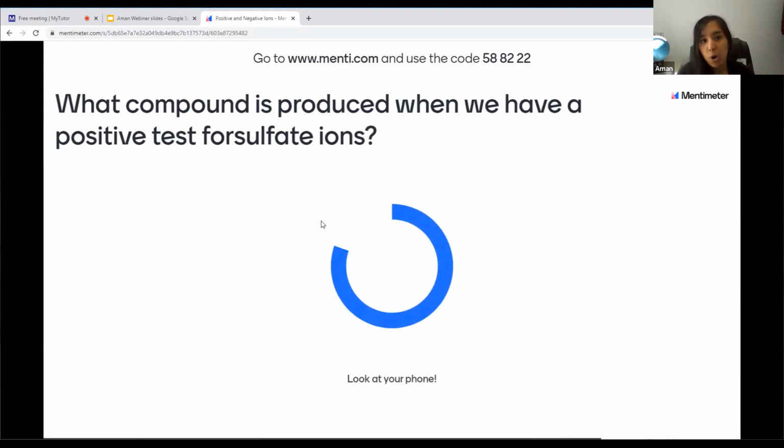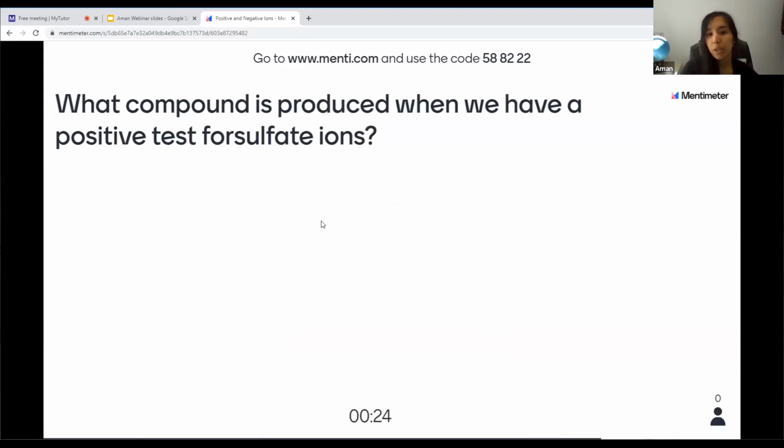Okay, so what compound is produced when we have a positive test for sulfate ions? So we've tested for sulfate ions. What's the name of the compound produced? It will be white when we produce it. What's the name of that compound? And when we produce that white compound, we know we have sulfate ions present. So what's the name of that compound? So 5 seconds left.